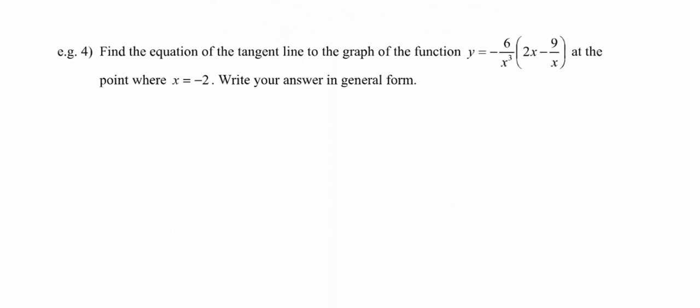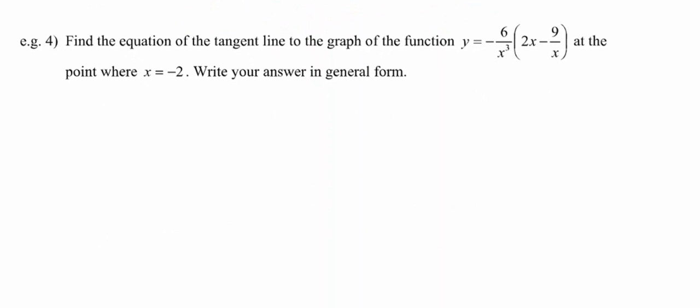All right, last one. This one says, find the equation of the tangent line to the graph of the function at the point where x is equal to negative 2, and then write your answer in general form. So we've actually done a few of these now, right? So the only difference is that we're just multiplying now. So let's do what we've always been doing.